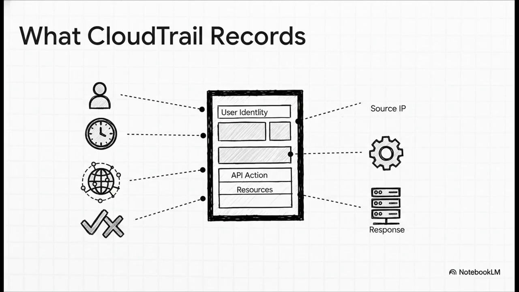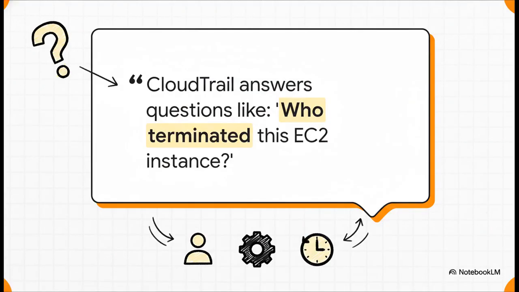It is literally a complete forensic trail of everything happening in your account. And this just perfectly illustrates its whole purpose, right? CloudTrail is built from the ground up to answer the who, what, and when questions. Who was it that terminated that EC2 instance? What changes were just made to that critical IAM policy? When did that user log in last night? If the question is about an action that was taken, CloudTrail is your absolute source of truth.